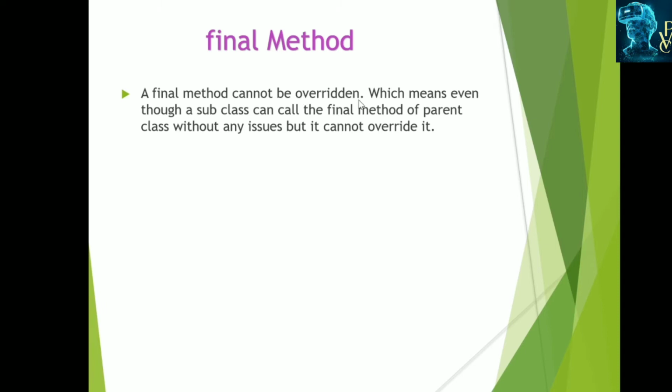Even if we create a subclass for that class, final methods which are in the parent class cannot be overridden. So final methods prevent overriding. Okay, we will observe in the examples.